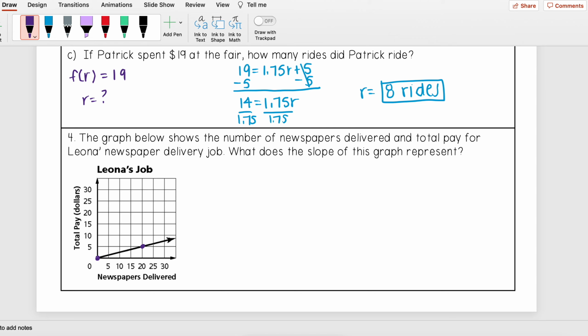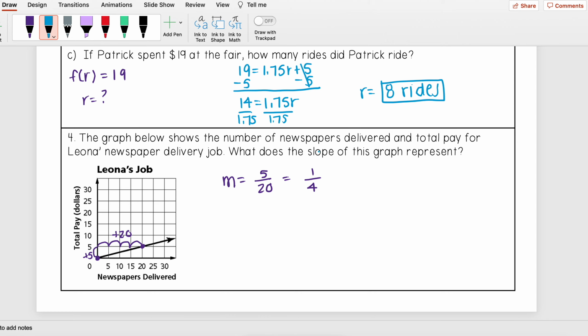And so I see I go up. This is really 5. Because I need to look at my increments here. And then I go to the right, 20. So I know that my slope is rise over run, so it's going to be 5 over 20, which simplifies out to be 1 over 4 when you divide top and bottom by 5.